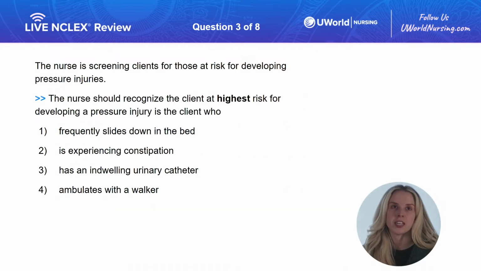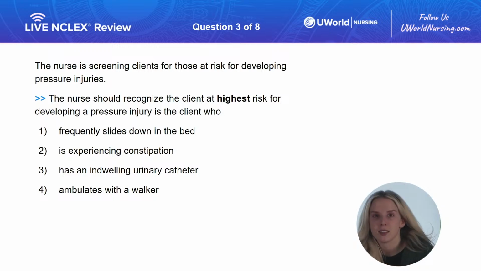Alrighty, question 3. The nurse is screening clients for those at risk for developing pressure injuries. The nurse should recognize the client at highest risk for developing a pressure injury is the client who frequently slides down the bed, is experiencing constipation, has an indwelling urinary catheter, or 4, ambulates with a walker.